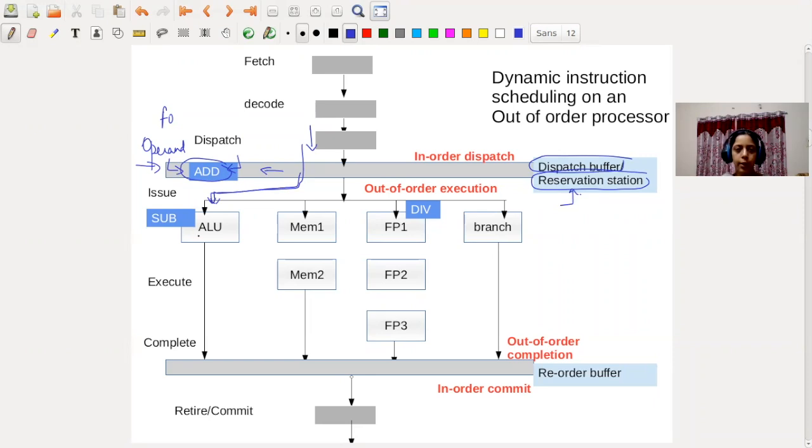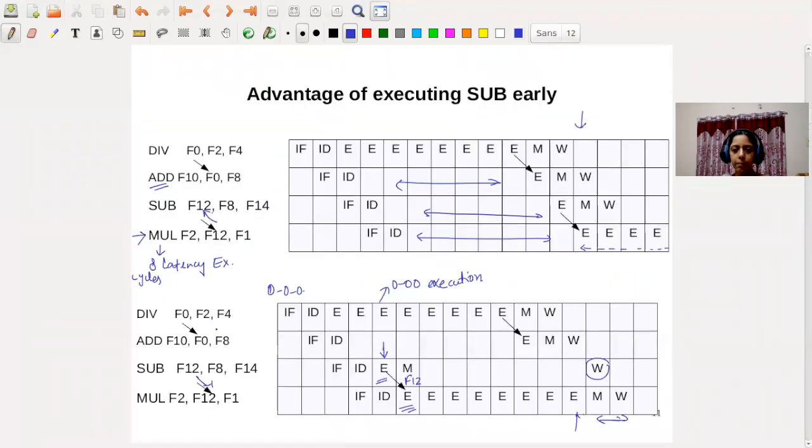Now, once the functional unit completes its execution, the sub needs only one cycle to complete. But like we saw in the previous pipeline diagram, we are not going to write back the result to the register. We are going to do what is called an in order complete or in order write back. We will see what are the issues with out of order write back and if processors do that. But currently, let us assume that we are going to do an in order write back.